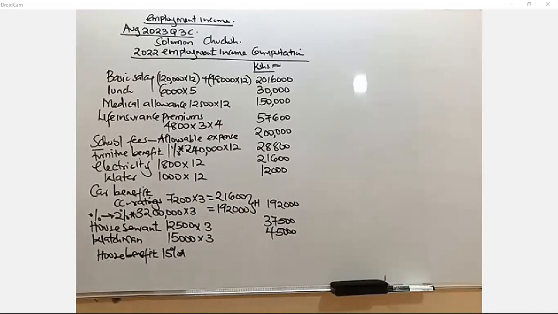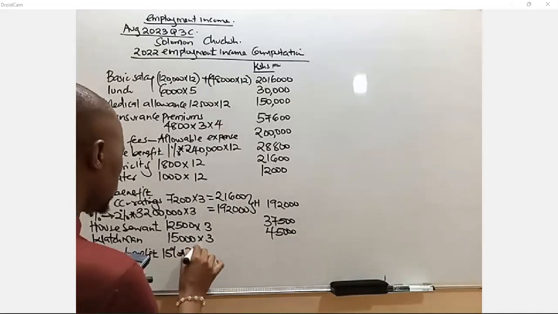So we have 2016 plus 30 plus 150, right? Plus 57.6 plus 200 plus 28.8 plus 21.6 plus 12 plus 192 plus 37.5 plus 45. We are getting something closer to 2790.